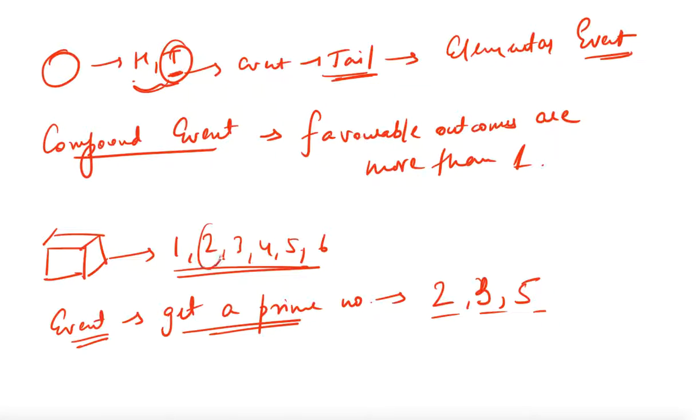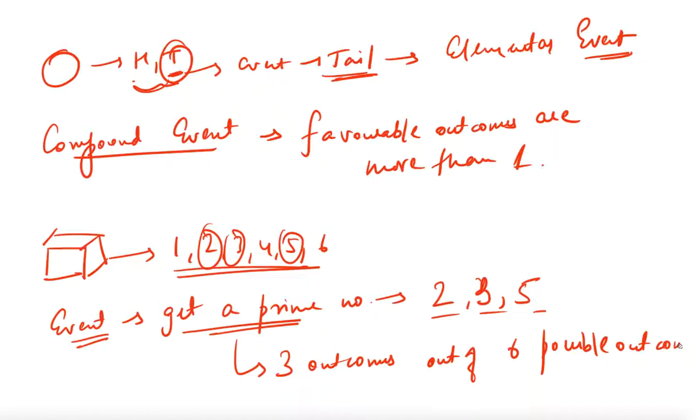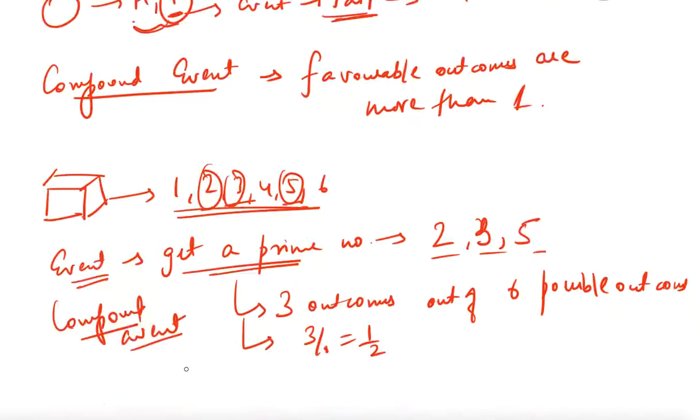Now you can see that 2, 3, and 5 are 3 outcomes out of 6 possible outcomes. So it will no longer be elementary, because I'm not considering any one outcome. I am considering 3 possible outcomes. So my probability became 3 by 6, that is 1 by 2. But this event will be called a compound event. So the opposite of elementary event is compound event, in which the possible favorable outcomes are more than one.